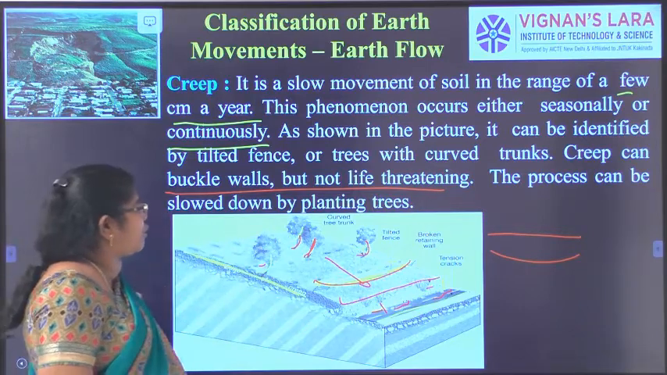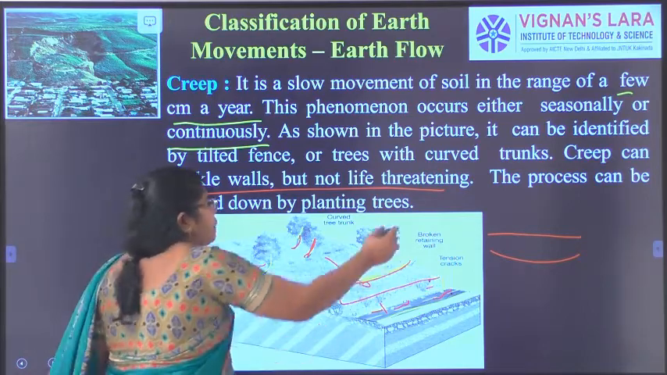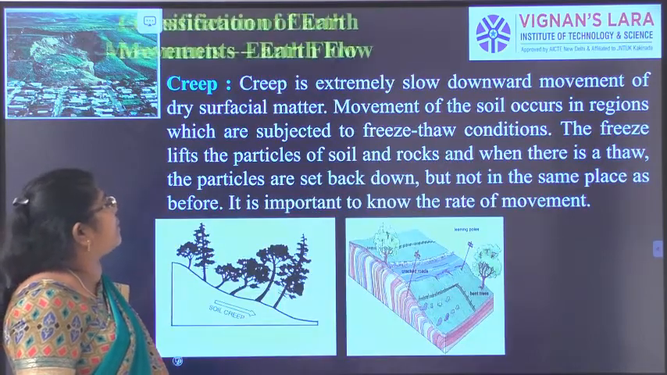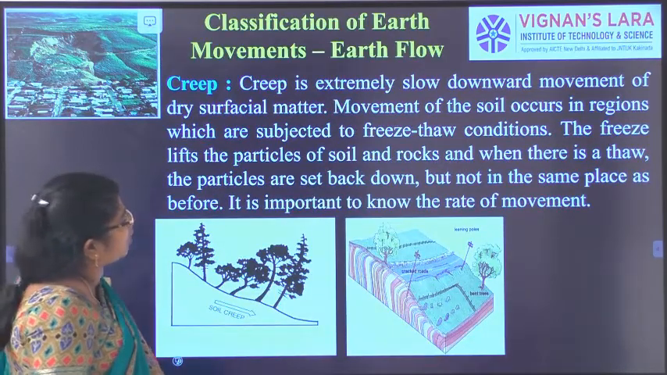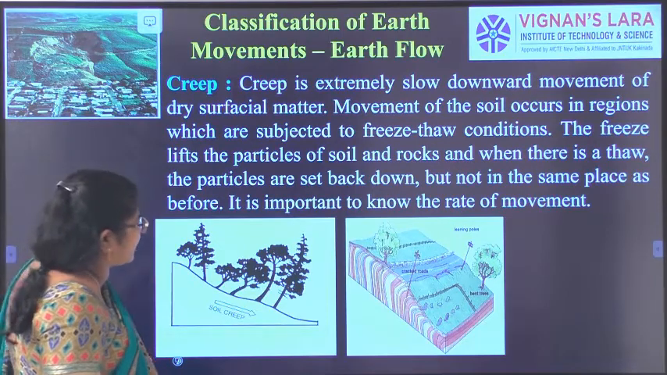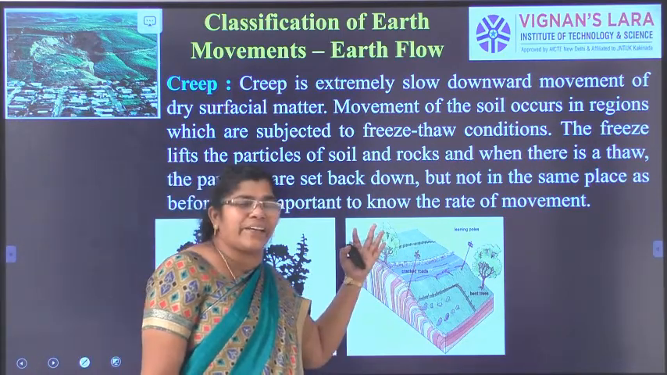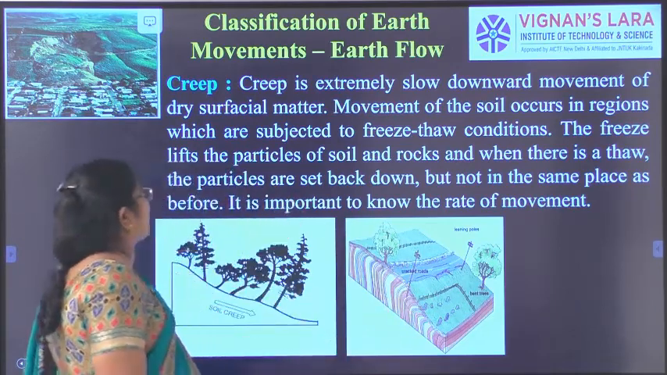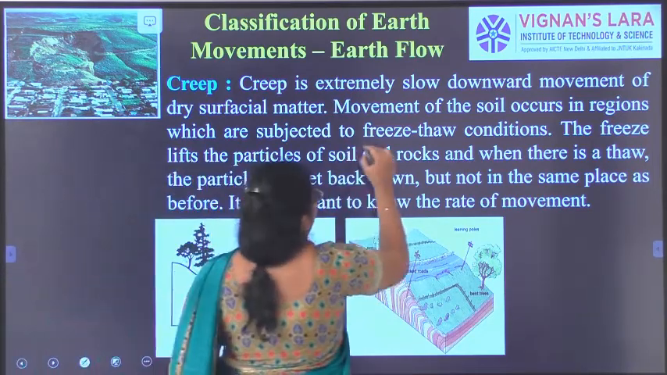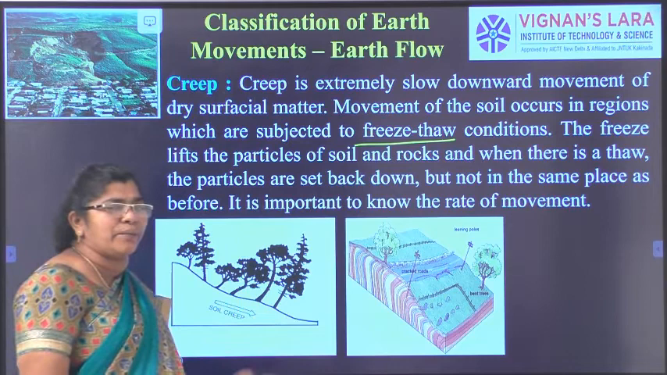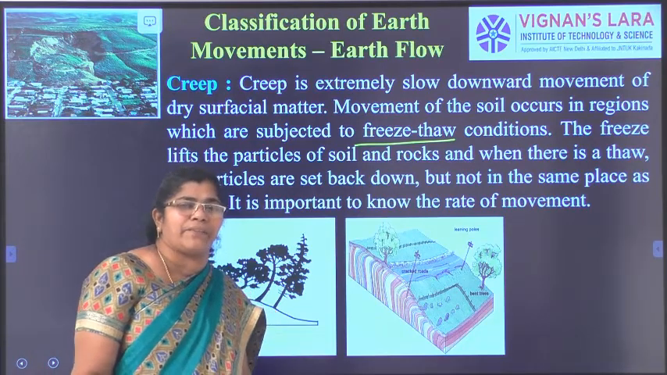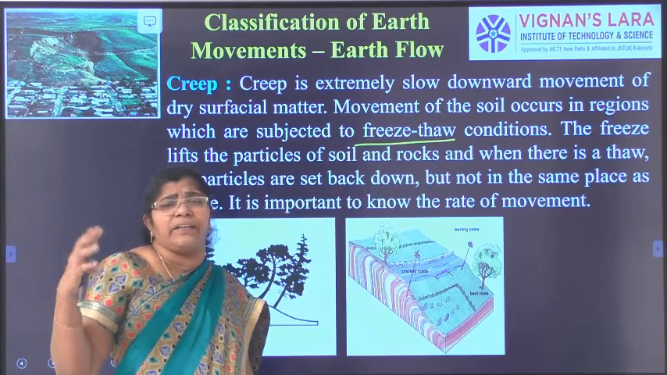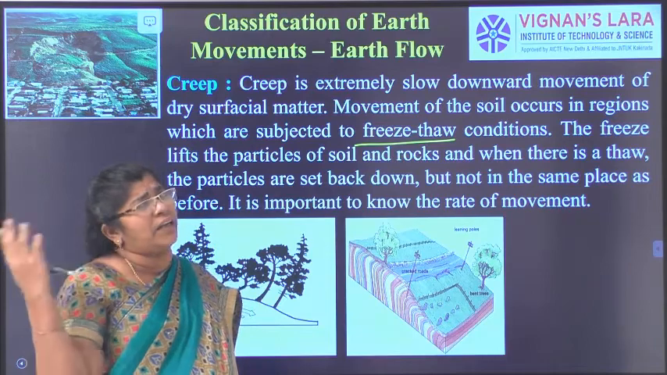This process can be slowed down by planting trees. This is the main thing. Planting more trees will bring down the creep. Okay. And it is a creep with extremely slow downward movement of dry surficial matter. It is not a wet one, it is a matter where the surface is very dry, only then this creep takes place. And the movement of the soil occurs in regions which are subjected to freezing and thawing conditions. Freezing means it is going below 0 degrees temperature, where it turns to ice. Thawing is at a high temperature, where the water that is held in between will evaporate.